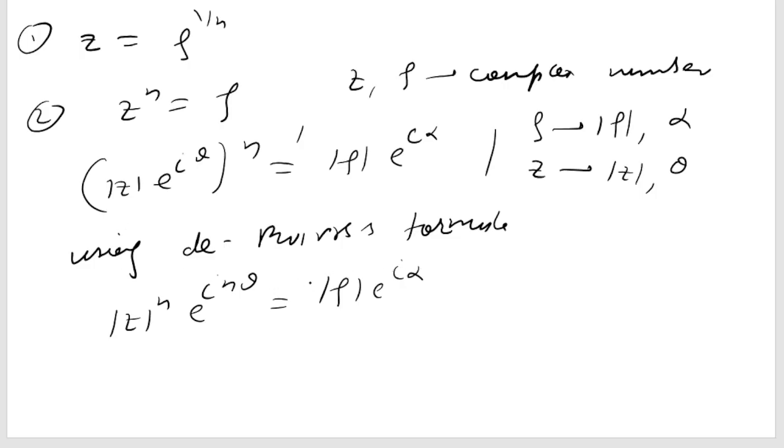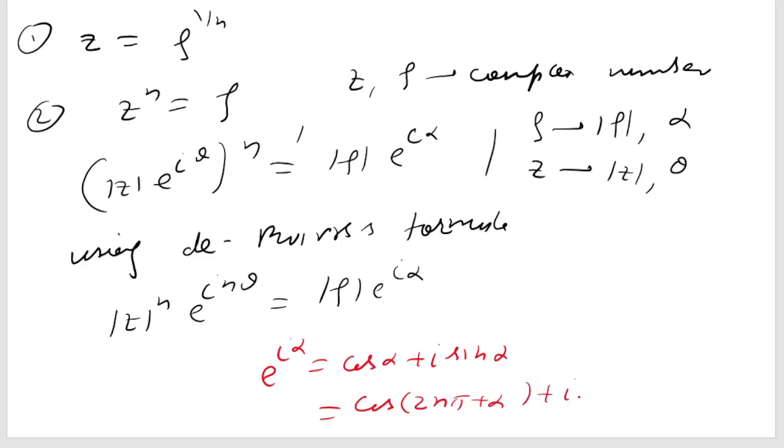Essentially, if you observe, e to the power i alpha is cos alpha plus i sin alpha. But since cos and sin are periodic functions with periodicity 2 pi, we can also write it as cos of (2n pi plus alpha) plus i sin of (2n pi plus alpha).